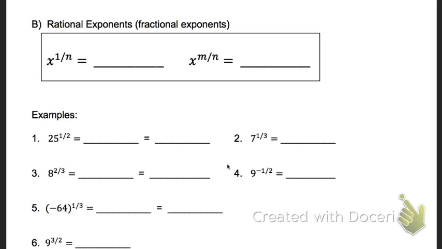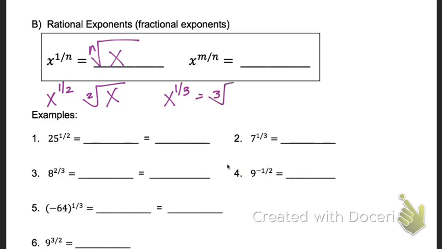So if I say x to the 1 over n, it would be like saying the root of that. So if I had, for instance, x to the 1/2, it would be like saying the square root of x. If I had x to the 1/3, it would be like saying the cube root of x.